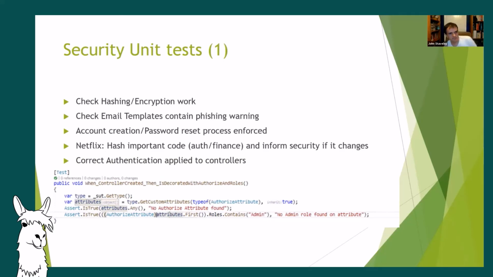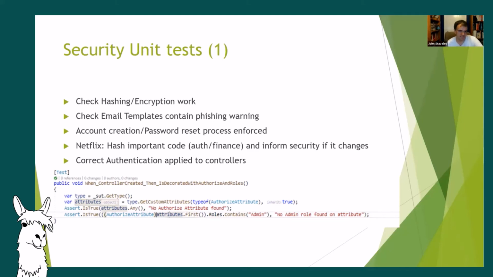So first, in terms of feeding security information back, you can do all sorts of security unit testing. Just check that your hashing and encryption algorithm works reversibly. Check that your email templates that go out contain the phishing warning. You've got a secure account creation and password reset process, which is in the OWASP top 10, very often a weak part of the security process.